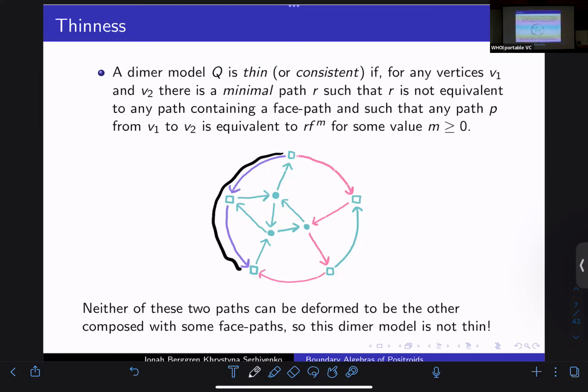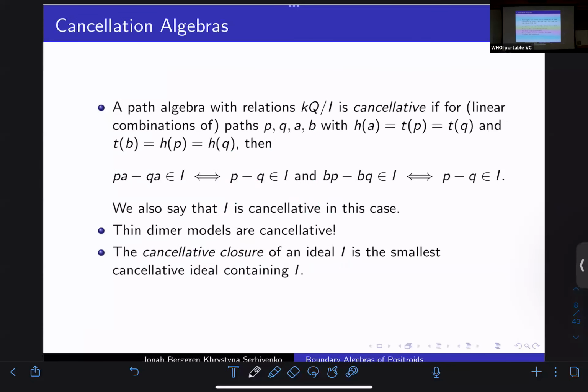So if we fix 2 vertices, our paths are really nice in this thin model. This dimer model here is a non-example because these purple and pink paths are between the same vertices, and I can't make one into the other plus some face paths. I don't like this dimer model, it's not thin. One reason we like thin paths is that they end up giving us cancellation algebras.